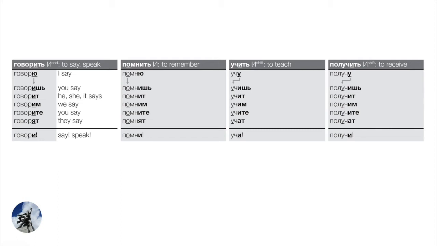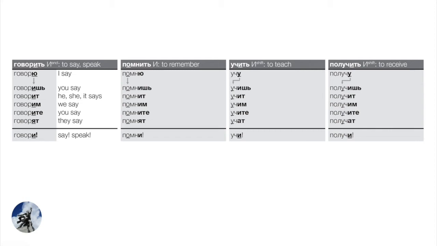And so it doesn't, right? We get говорю, говоришь, говорит, говорим, говорите, говорят, right, with that end-stressed pattern here. Okay, so the р simply by definition can't mutate, and so it doesn't. And so we have р throughout all these forms.